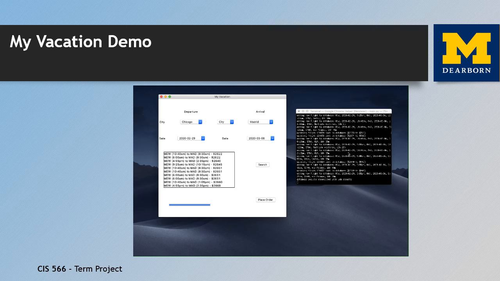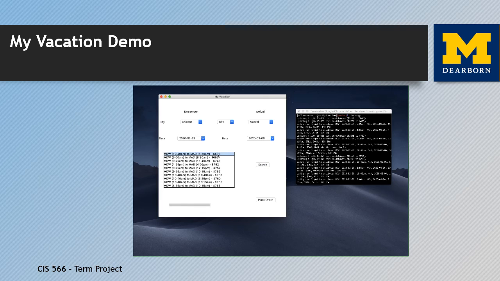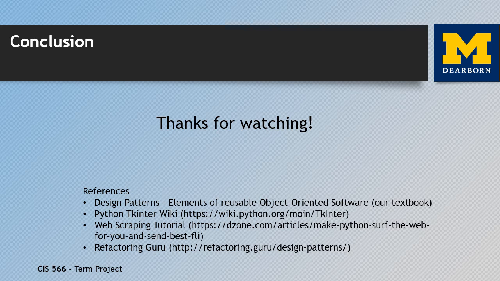I saw early on that there were a couple of pretty cheap flights that aren't in my local database. So now if I go back and click search, the local results will show, and I'll show these cheaper flights here, and I can now place an order, and we'll see this more detailed information, and I've placed an order. And that concludes my presentation.